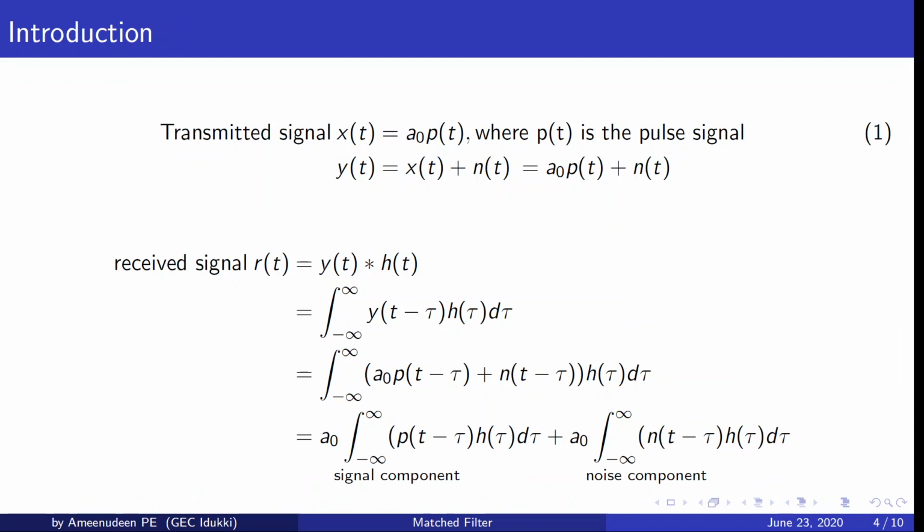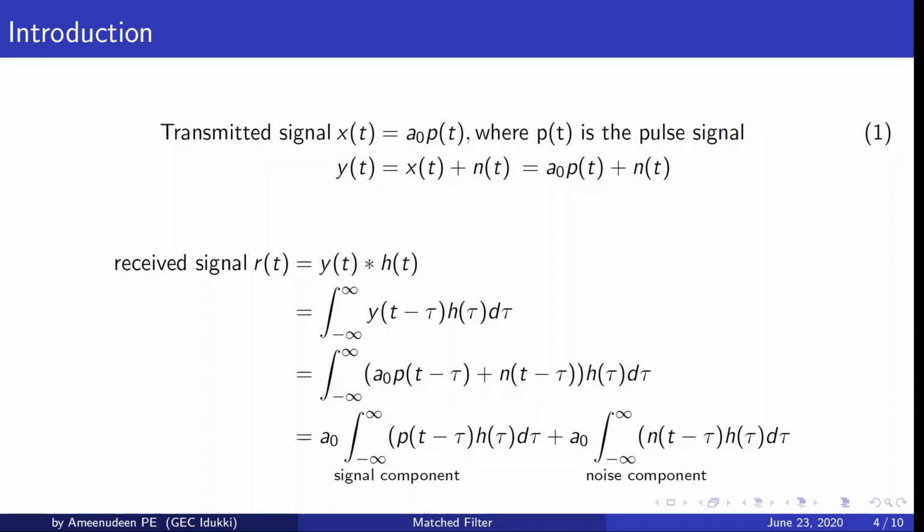Now consider that p of t is the pulse signal, and we are considering only a single pulse. The amplitude of our original PAM signal is A0, that is the first symbol, and it is converted to a pulse signal p of t. That is the transmitted signal x of t. The output of the channel, that is the input to the receiver, is y of t equal to x of t plus n of t, where n of t is the noise. So this is equal to A0 into p of t plus n of t.